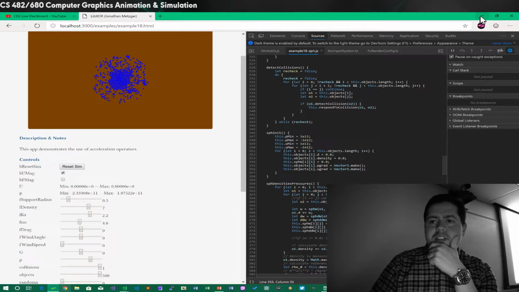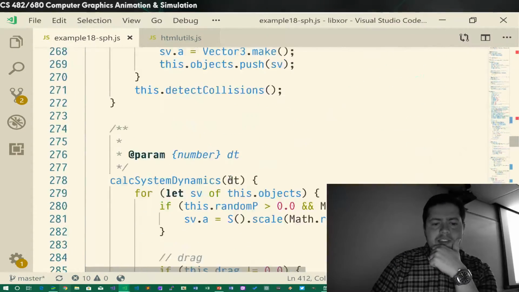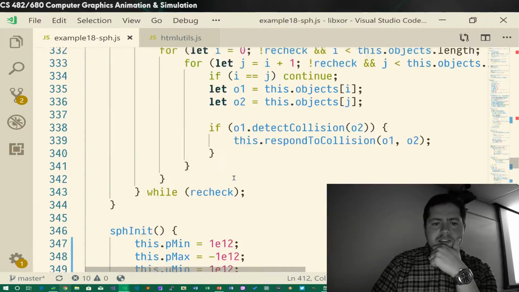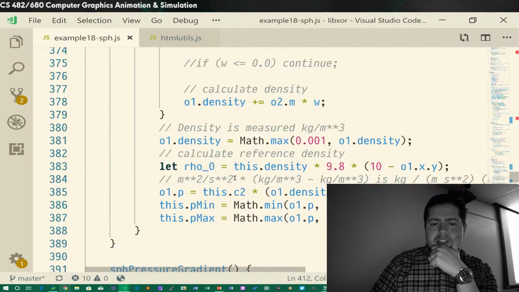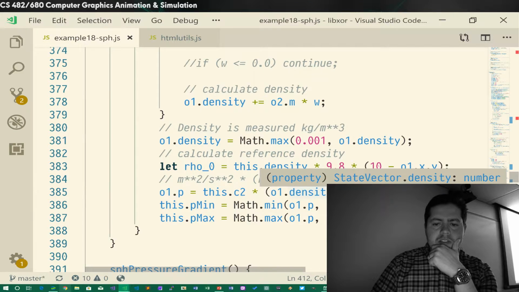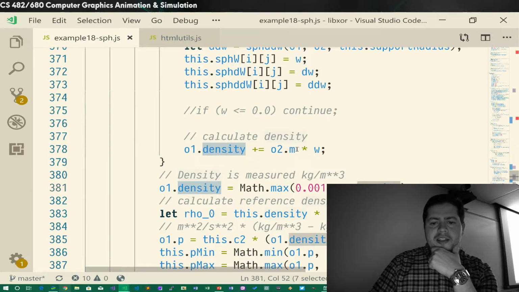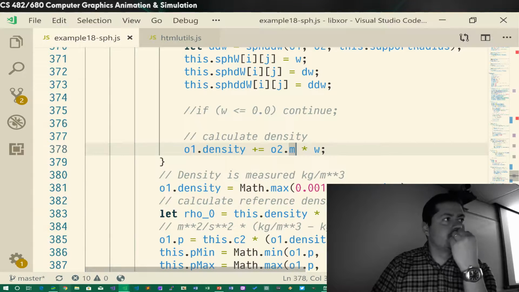And I bet it's because when we calculate density, like the initial density, we're getting, right, y, so 10 minus y times 9.8 times the density. So this is a really small number. So we must be calculating the individual masses to be way too big. That's what I'm thinking.